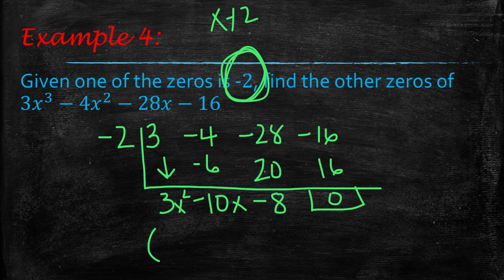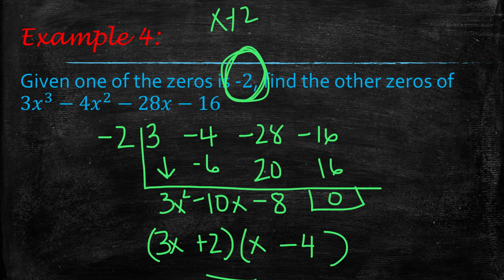Okay, so let's see how that factors. We're going to have 3x here and x here. Now let's figure out what the others need to be in order to add up to that negative 10. Let's see. So we could do negative 4 and plus 2. That would give me negative 12x, positive 2x, that gives you negative 10. Okay, so there are my other factors, but they're wanting us to find the other zeros.